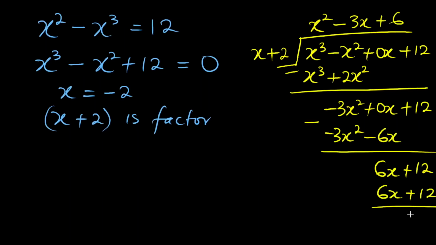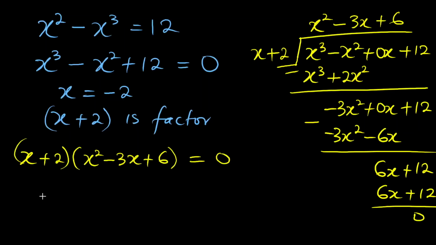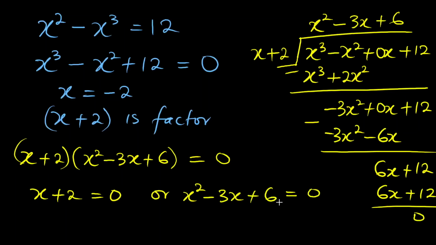Okay, so now we have that this expression on the left hand side can be broken down to x plus 2 times the quotient, which is x squared minus 3x plus 6, is equal to 0. So from here, by comparison, we can say that x plus 2 is equal to 0, which is the same thing as the minus 2 we had here, or we can say that x squared minus 3x plus 6 is equal to 0.